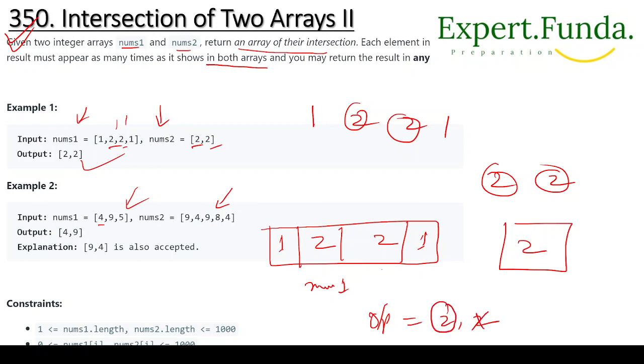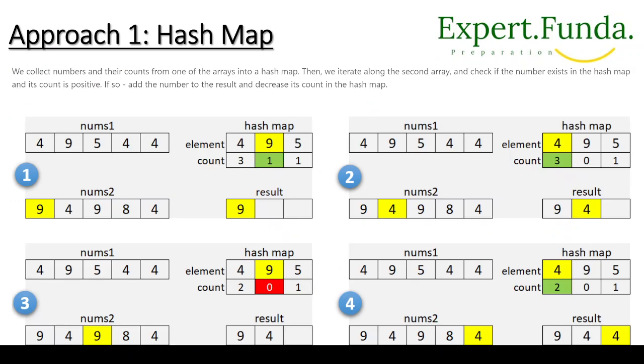Okay, so let's continue. So this is your hash map. We collect the numbers and their counts from one of the arrays into the hash map, and then we iterate along the second array and check if the number exists in the map and its count is positive. Then we add the number to the result, and decrease its count in the hash map.